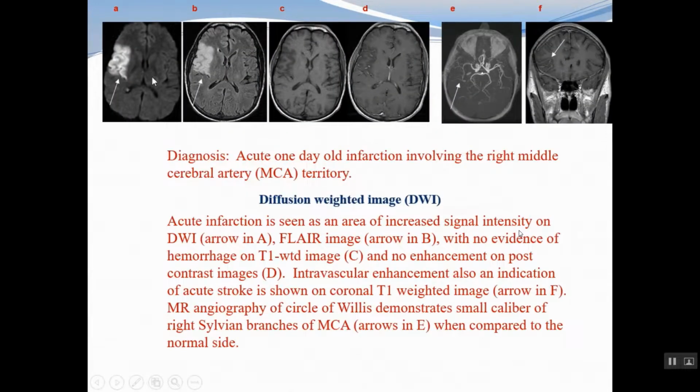Here we see the role of MRI, the perfusion MRI and the diffusion MRI, in this acute one-day-old infarction involving the right middle cerebral artery territory. In the diffusion weighted MRI there is increased signal intensity, and also on the T2 FLAIR image. Here you will see no evidence of hemorrhage on the T1 weighted image. After contrast, there is no enhancement on the post-contrast image. Intravascular enhancement, also an indication of acute stroke, is shown on the coronal image.